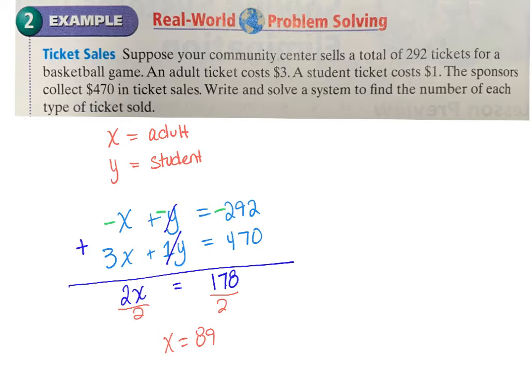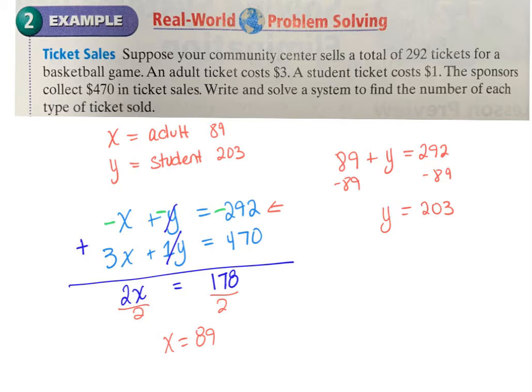How many adult tickets did I sell? 89 adult tickets. To solve for my student tickets, I just say 89 plus my student tickets equals 292, and then I solve that. Subtract my 89 from both sides. My student tickets sold were 203. So 203 student tickets sold.